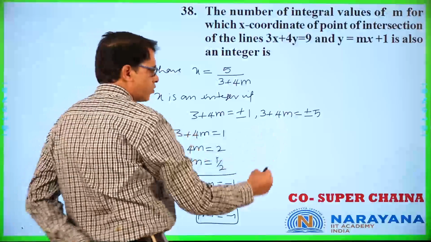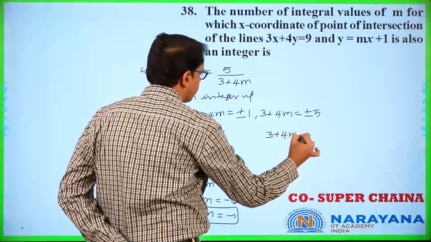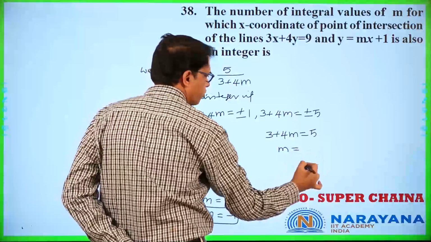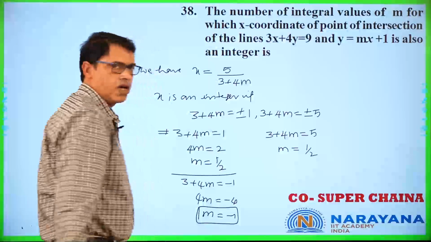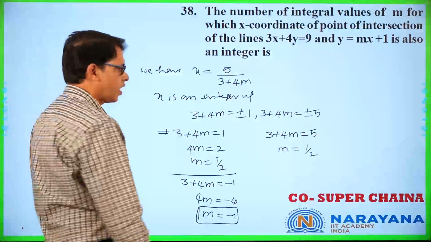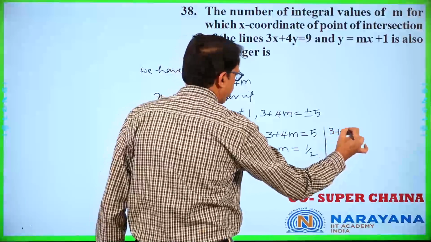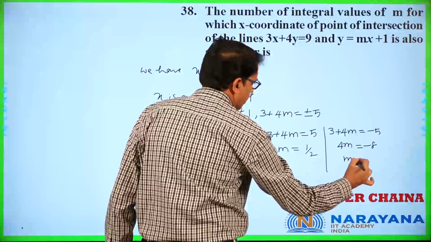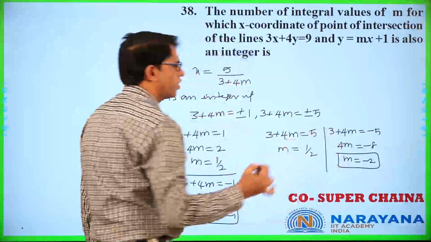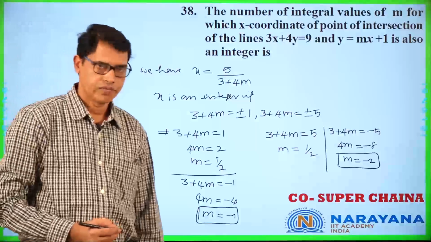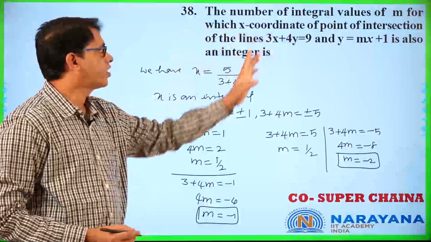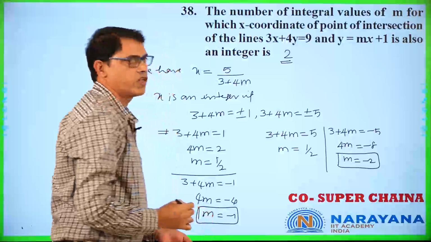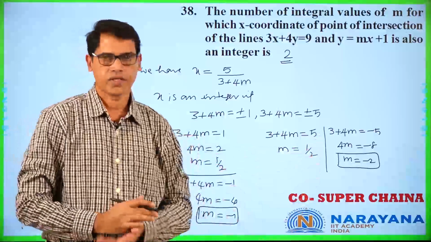Now come to this one. 3 + 4m equals 5, so 4m equals 2, again m equals half, again not the required value. Then another case: 3 + 4m equals minus 5, so 4m equals minus 8, m value minus 2. Here we got 2 integral values for m. Therefore the number of integral values is 2. So the answer is 2. One is minus 1, another is minus 2.